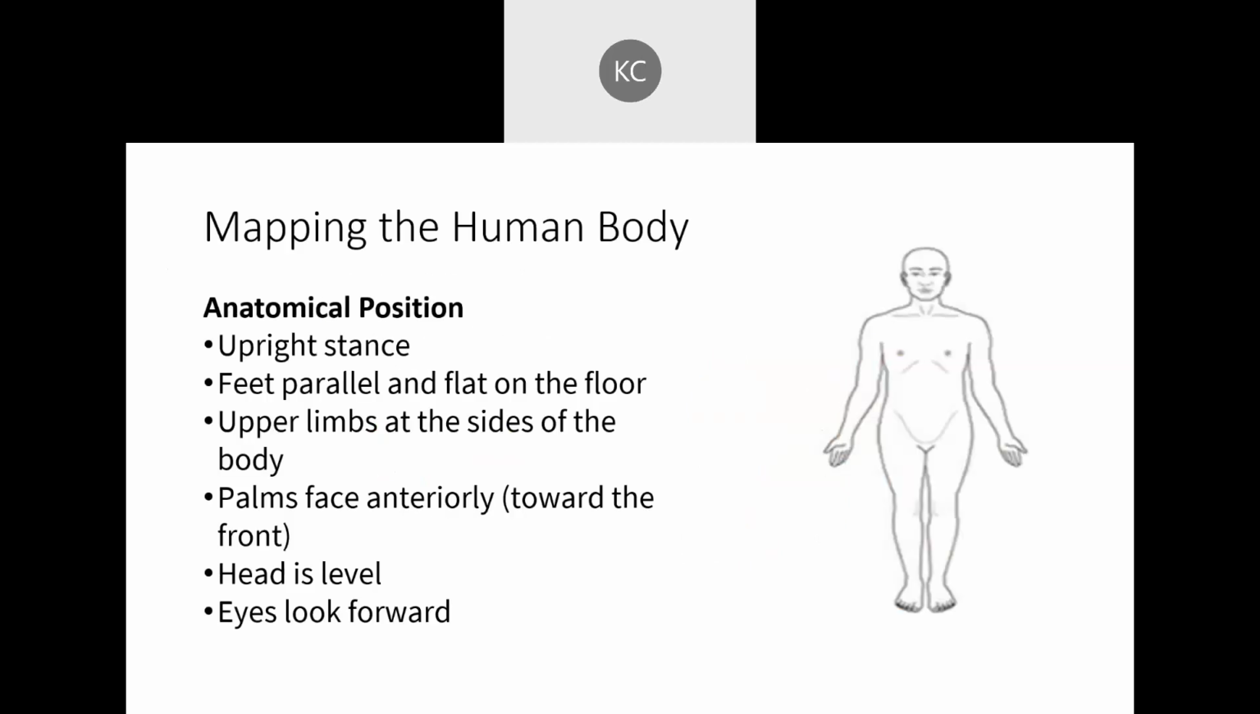All right. Okay, we will stop here, and then we'll pick up talking about anatomical position and different body regions in the next lecture.